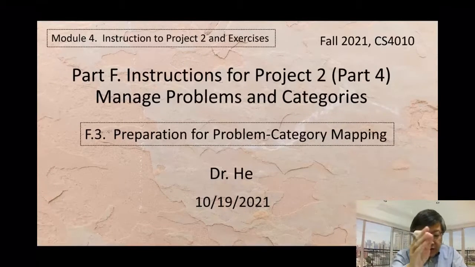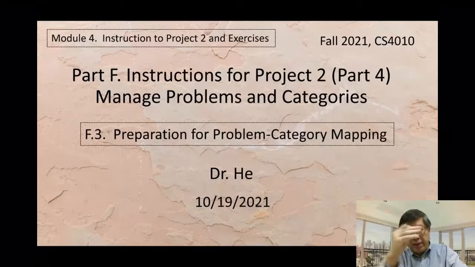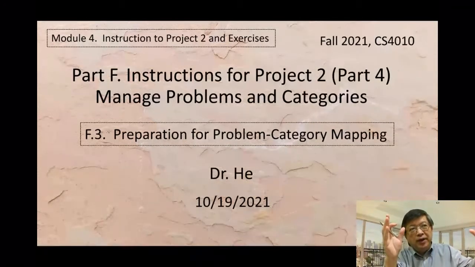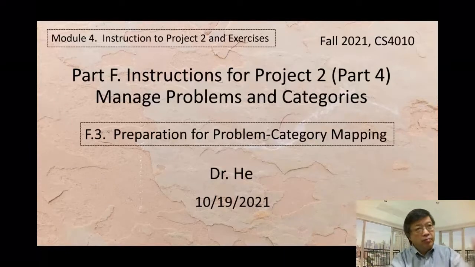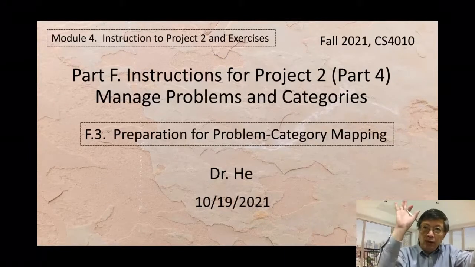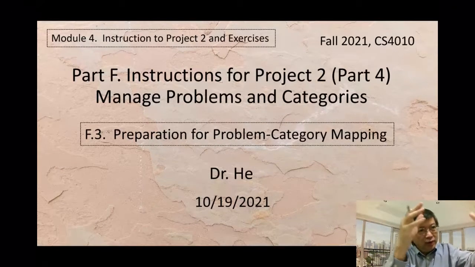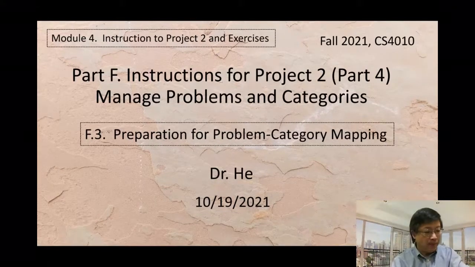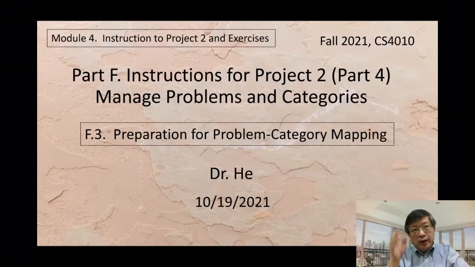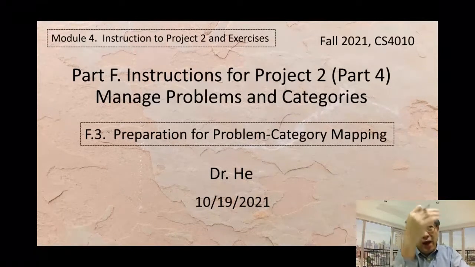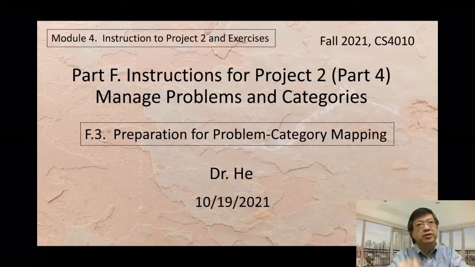F.3, preparation for problem category mapping. In this one, finally, we need to connect these two objects, problem object and category object. So we want to make one-to-one mapping. All right. This one, we just do some preparation. The main work part we will leave to the next two videos.